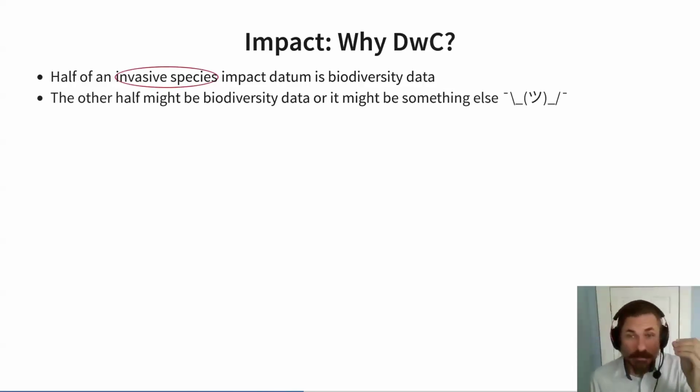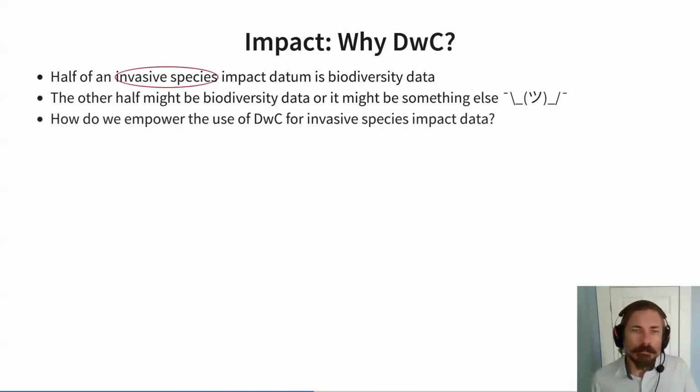The other half of the data might be biodiversity data. It might be something else entirely. But I kind of want to attack the problem of how do we empower the use of Darwin Core specifically, at least for the half that it's good for, while also being able to record these other types of data.